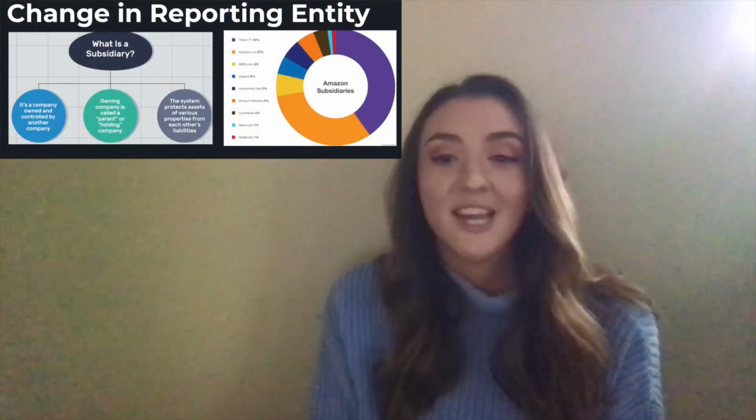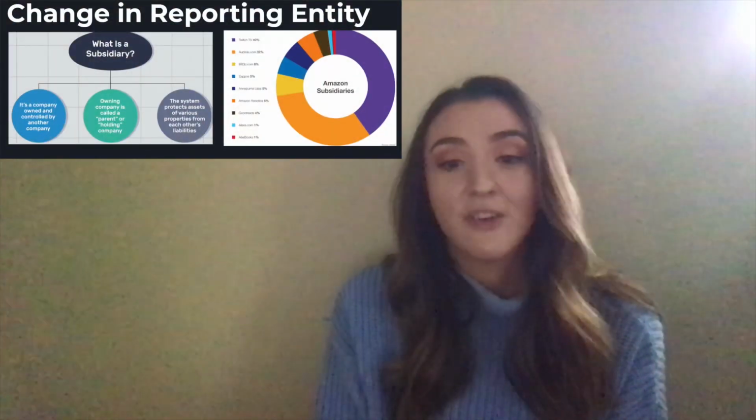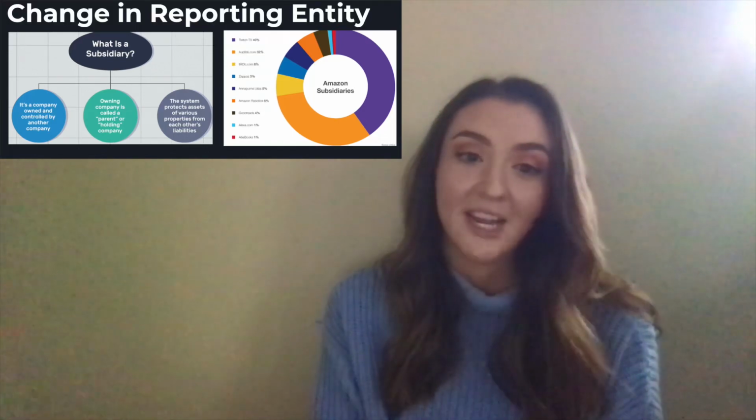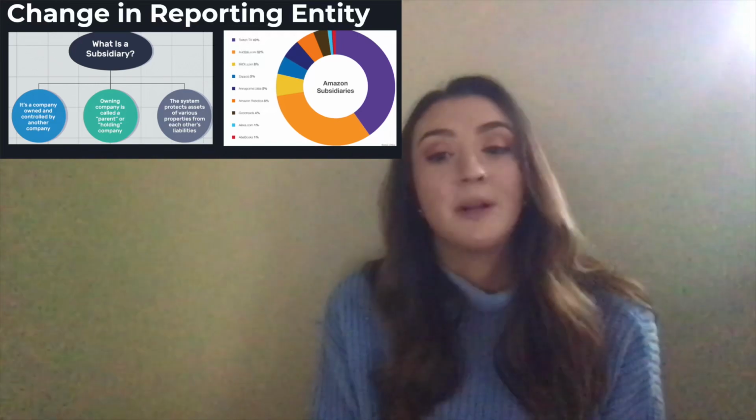So for further reference and understanding, I've included a chart that further details what a subsidiary is, as well as a picture of some of Amazon's subsidiaries. So the most common cause for a change in reporting entity is one company or a group of companies acquiring another company. However, it is very important to note that a change in reporting entity may not result from this. Companies can choose to not include a new company in their consolidated financial statements. This is called an unconsolidated subsidiary. This scenario would not result in a change in reporting entity.